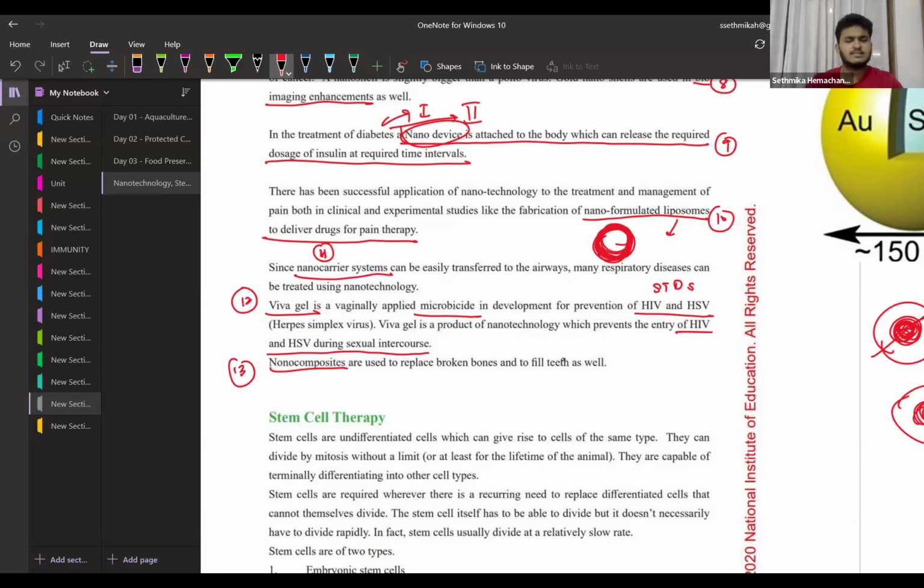So was that clear? Clear now about these nanotechnologies and all that? Is it clear?